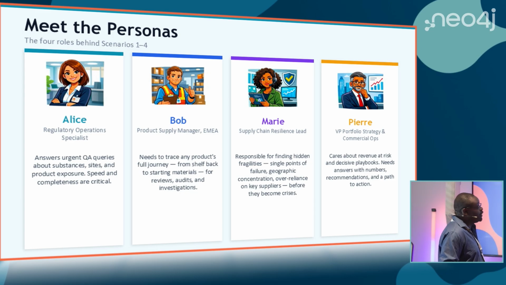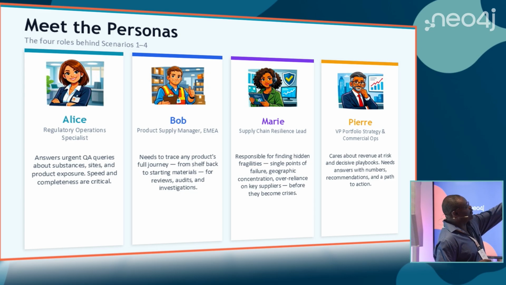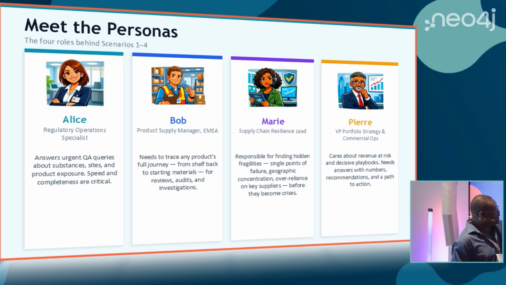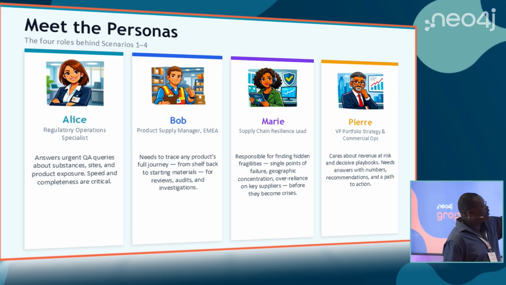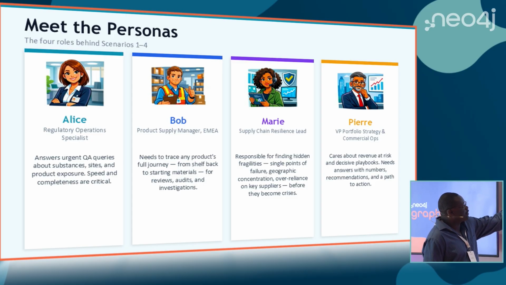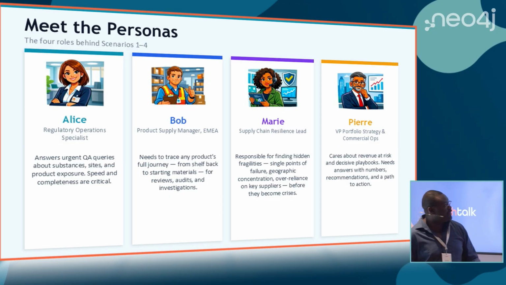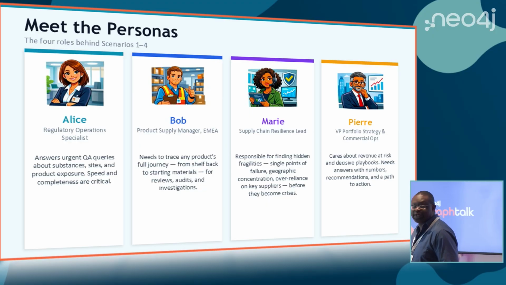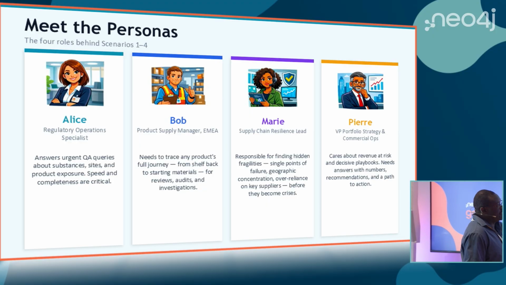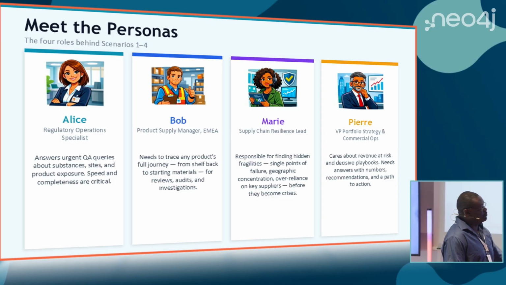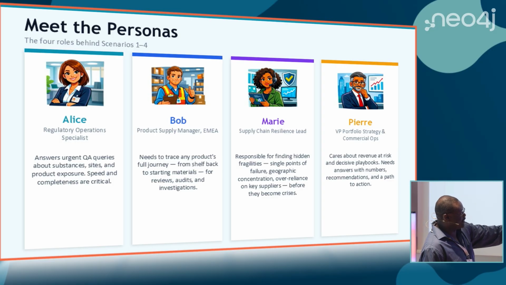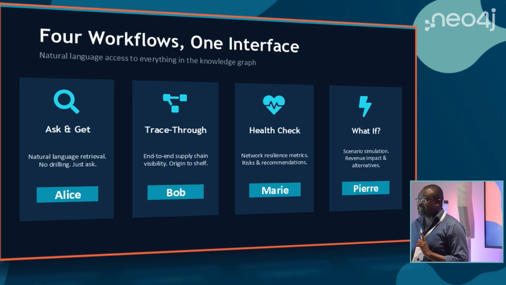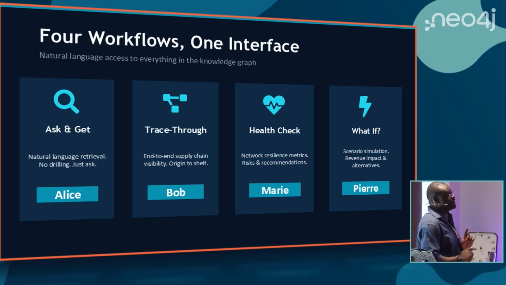So we might have someone from regulatory operations, a specialist, Alice, with questions about sites, product exposure, speed, completeness, etc. Bob, product supply manager. This person might need to trace any product's full journey, as I outlined earlier. Marie, supply chain resilience. Where are the weaknesses in our supply chain, right? What are the choke points, etc. And then you might have portfolio strategy and commercial ops, who cares about revenue, risk, etc., the what ifs. And we can walk through each of these use cases to see how that POC addresses this.